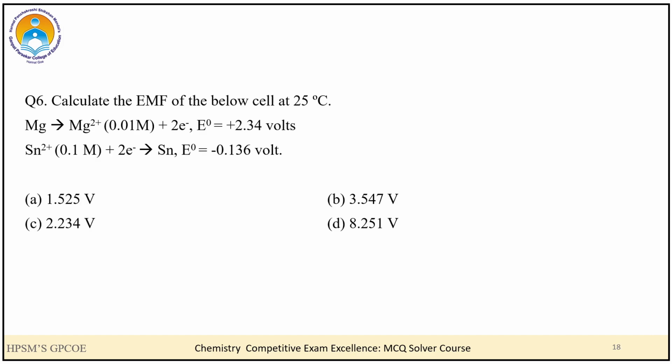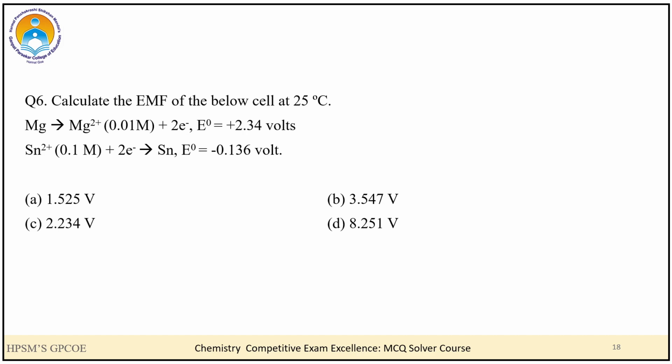Next, let us see the next problem. Calculate the EMF of the below cell at 25 degrees C. Mg giving Mg2+ at a concentration of 0.01 molar plus 2 electrons. The E naught value for this is given as 0.34 volt. Tin2+ at a concentration of 0.1 molar plus 2 electrons giving tin. The E naught value is given as negative 0.136 volts.